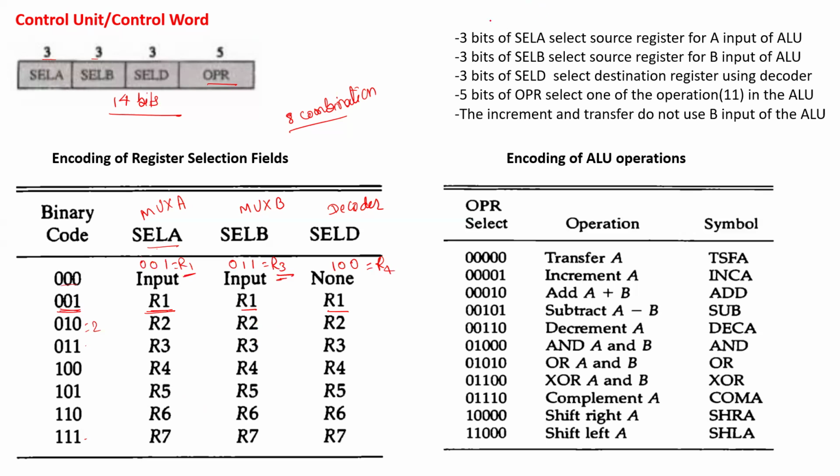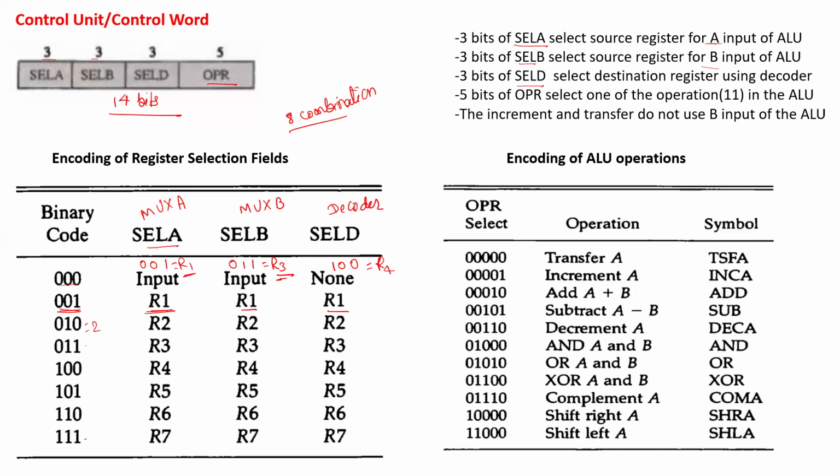So here that is written clearly. The 3 bits of SEL A select the source for the A input of the ALU, that is bus A. The 3 bits of SEL B are for bus B, that is going to be the other input to the ALU. And selection D, 3 bits for the destination, is connected to the decoder. So SEL A and SEL B are for bus A and bus B, that is the source.